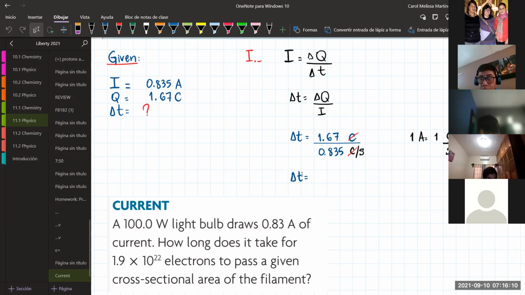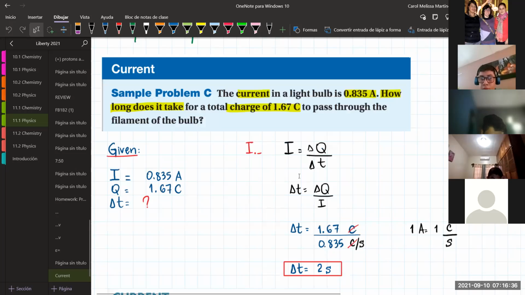Okay? So it takes 2 seconds for that total charge to pass through the filament. It takes only 2 seconds to do that. And for that, that's it. You can see this kind of exercises are very simple. It doesn't have anything complicated in it. All you have to do is plugging in the givens. But if you have a doubt on this exercise, you can ask me.